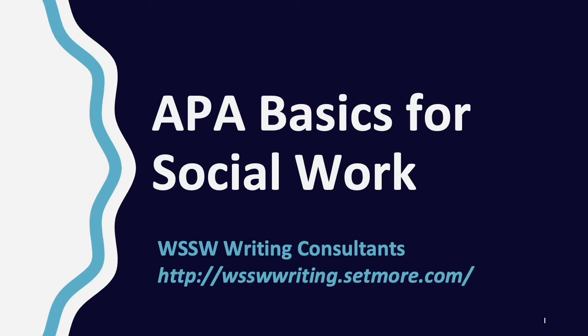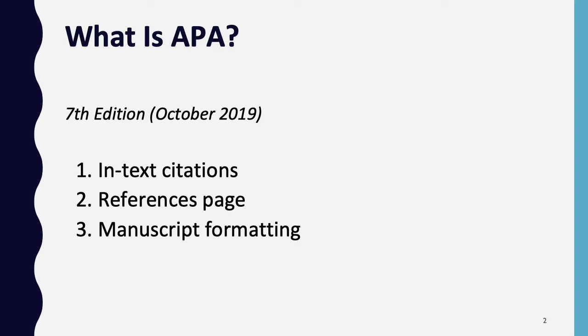In this video, we'll provide a basic overview of APA style for graduate-level social work writers. The American Psychological Association publishes a style guide for papers. It is mainly used by writers in the social sciences, including in social work. The style guide was last updated in October of 2019. The style guide focuses on formats and conventions for using sources, in-text citations, as well as the references page. Beyond that, it offers guidelines for manuscript formatting or setting up the document on the page.